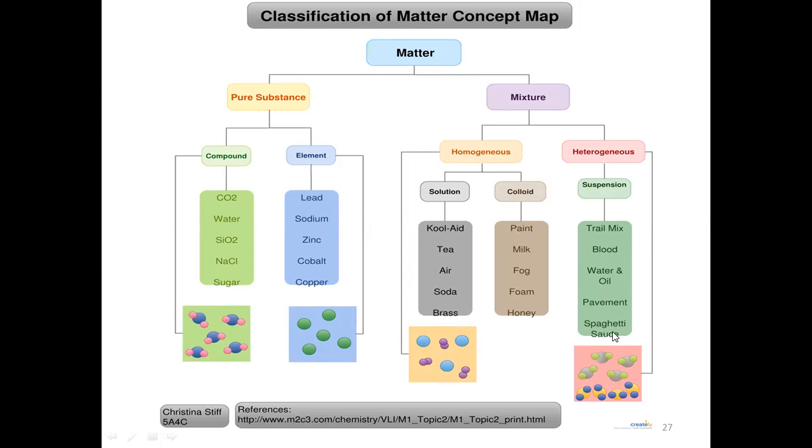It is a pavement, that means a pedestrian pathway, where you will find a different combination of tiles, and spaghetti sauce. All these are some of the examples of the suspension.